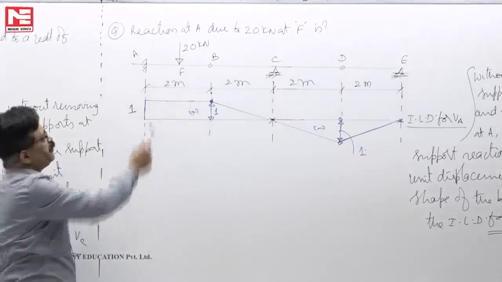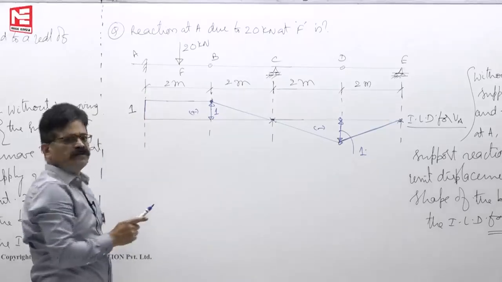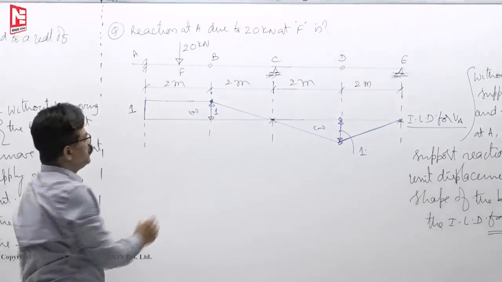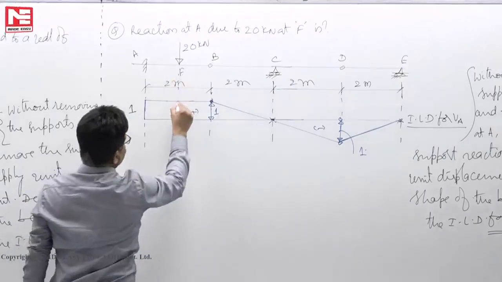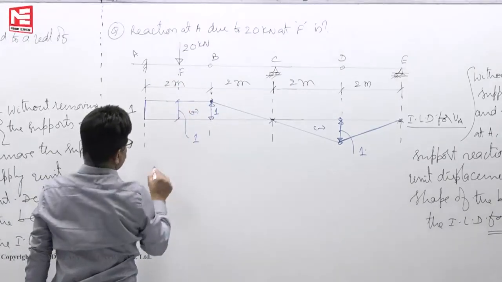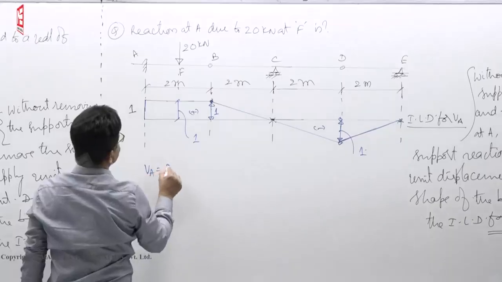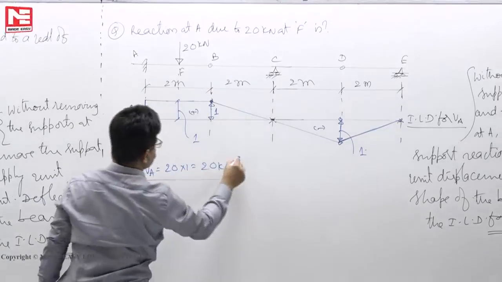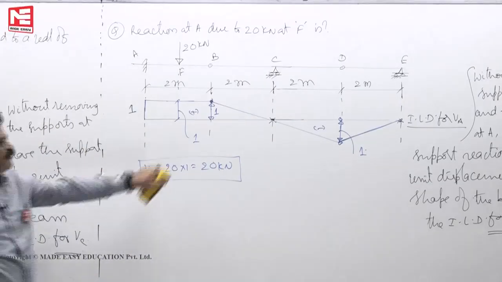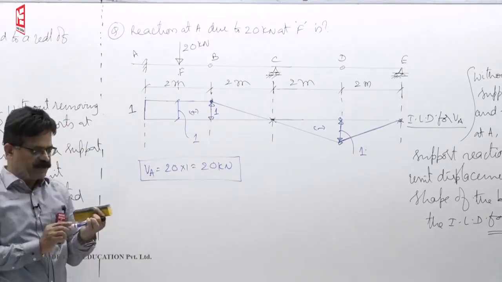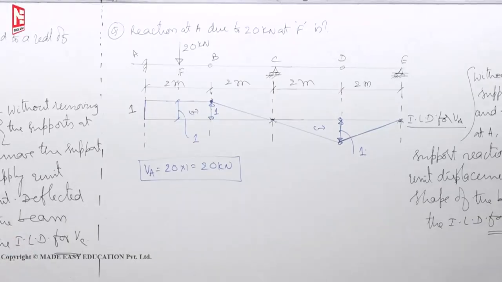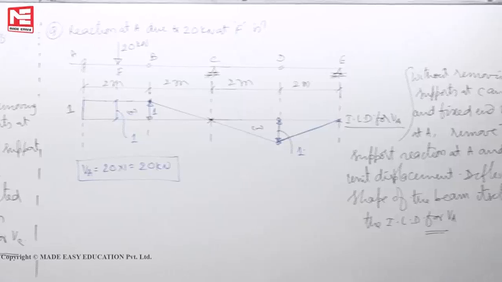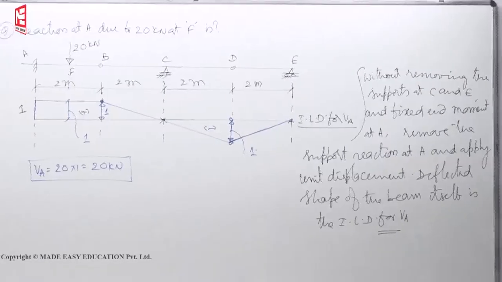Now you see, between A and B, wherever this 20 kilonewton load is there, whether here or here or here or here, VA is 20 only. So VA, what is the ordinate here? 1. So VA is equal to 20 into 1. In 2 minutes time, our task is to draw this ILD and get this value. Okay. Now we will see how to draw ILD for shear force at LHS of C. Same problem we will take.